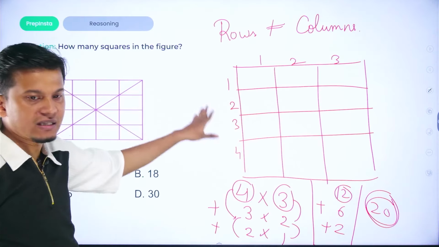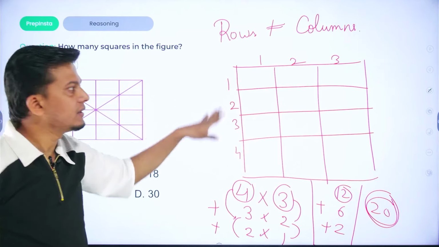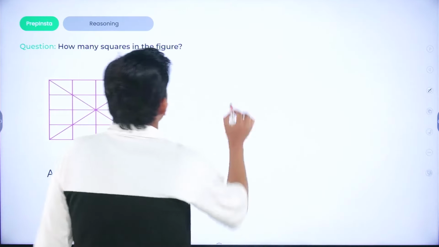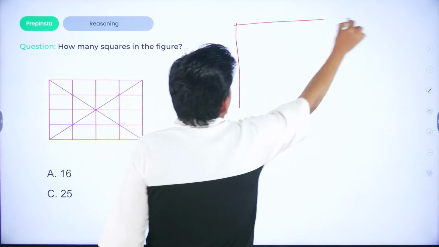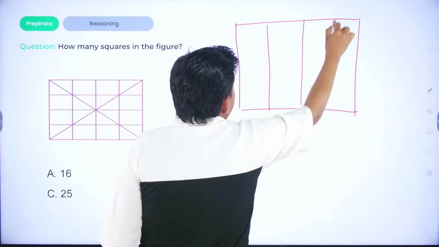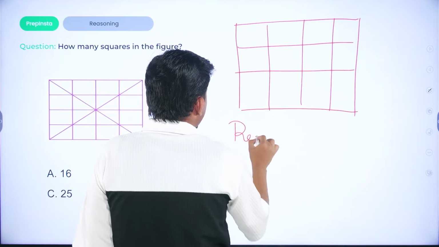By this particular method you can approach any question which is based on the chapter of counting the figures. Now one more trick I just want to give you. If suppose we are given with a rectangle, for rectangles, right?